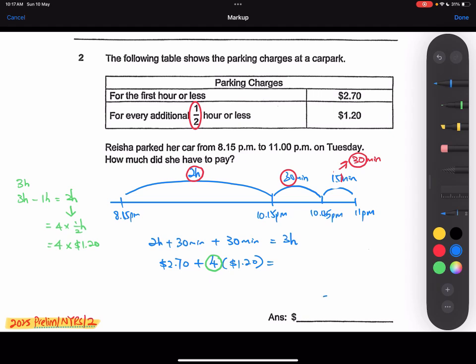Then let's go back. That's $2.70 plus $4.80. That will give us a total of $7.50. All right, this is the total amount she had to pay, $7.50.